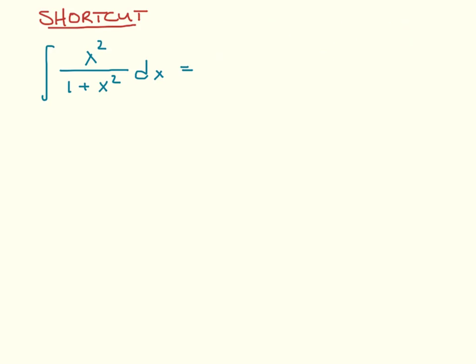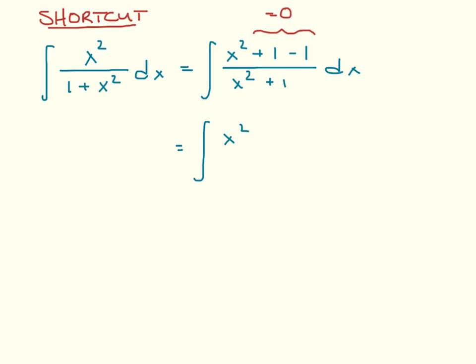Now a shortcut that allows us to bypass using polynomial division for this particular problem. This isn't going to work in every case, but if you notice that by adding 1 and then subtracting 1 in the numerator, where I'm not actually changing anything, because really all I'm doing is adding 0, I'm able to split the fraction up into two fractions.